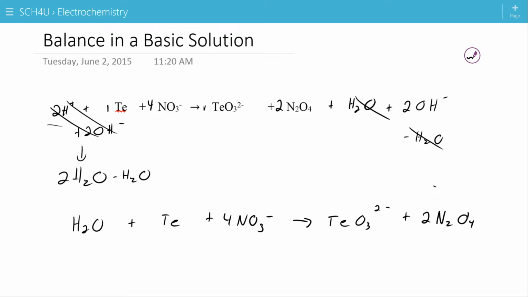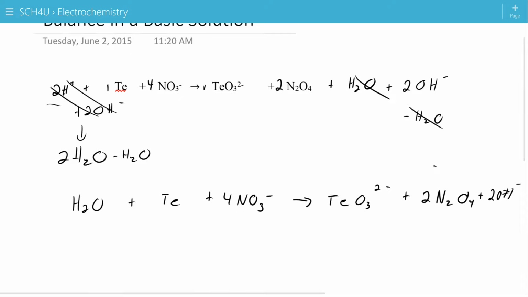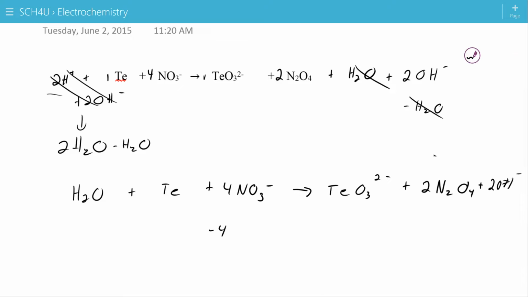So I'm just writing out the overall reaction here, simplified with the waters that canceled out and just the hydroxides. And what I see is, now I can just check my charge to see if I got that all right. Here I have a -4 charge just from the nitrates. Here I have -2 from the tellurium oxide, and -2 from these hydroxide groups. So that's going to get me a -4, and here my -4 equals my -4, and so I can see that I've balanced this equation correctly.